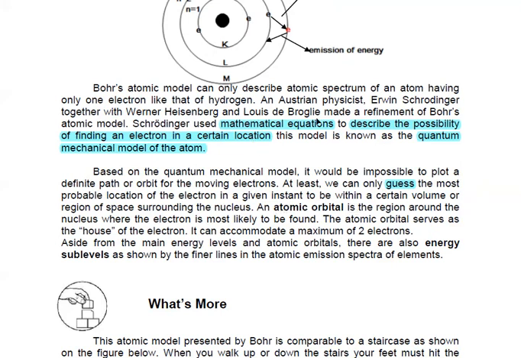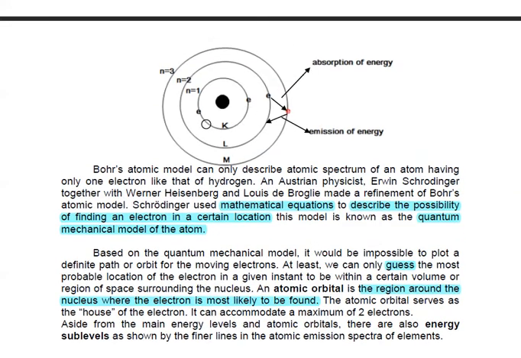So when he upgraded this and showed the quantum mechanical model of the atom, the name for this region of space is now the atomic orbital. So the region around the nucleus where the electron is most likely to be found. Meaning, the electron does not follow just one path, no? It will not go like this. However, the upgraded model of Schrödinger says it is possible that it is found in this kind of area.